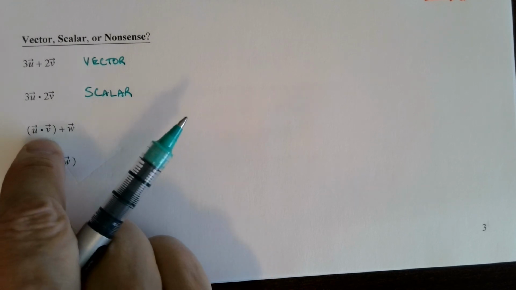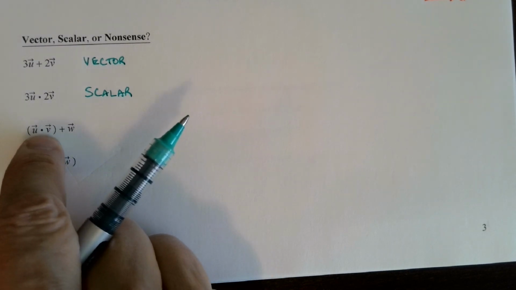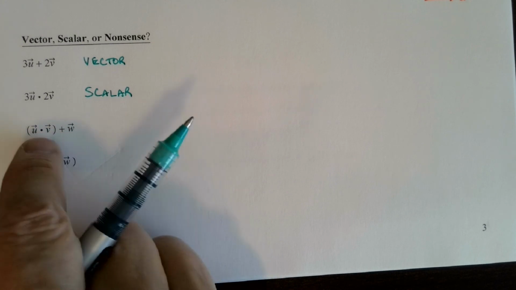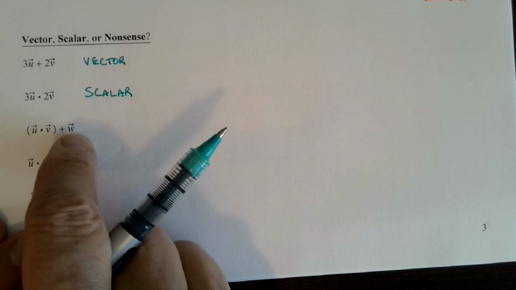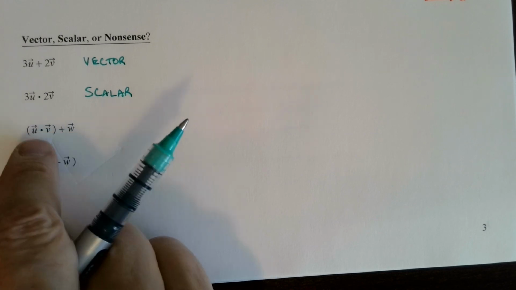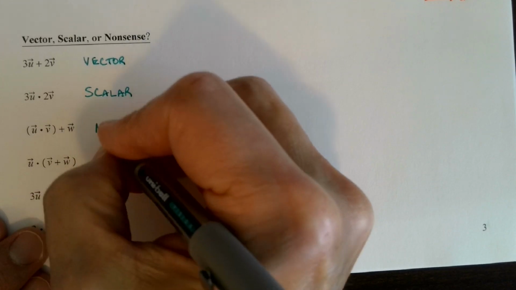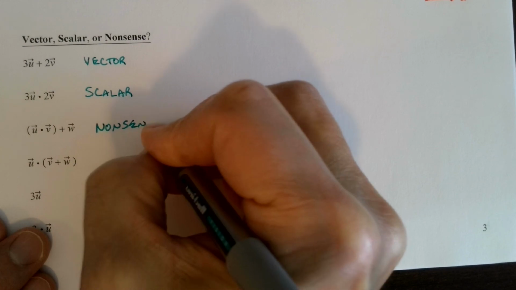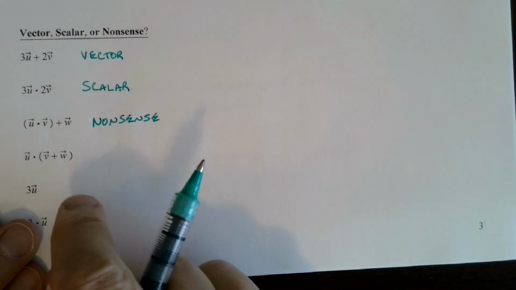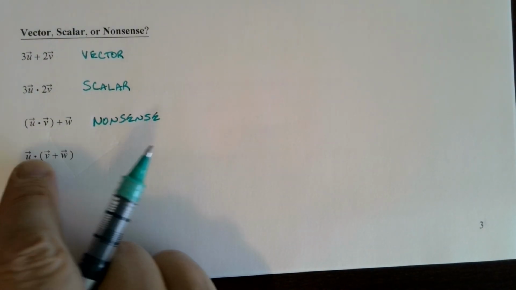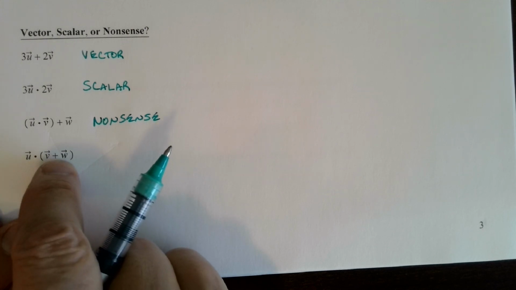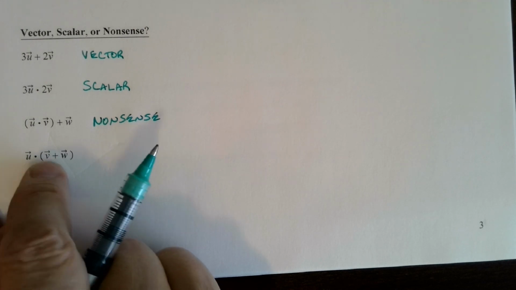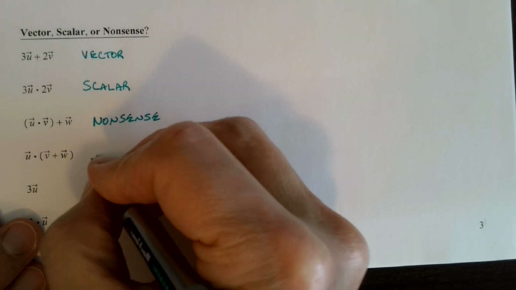u dot v is a scalar, we just said. w is a vector. Can you add a real number to a vector? No. You can't add a scalar to a vector. So this is nonsense. That's undefined. Here I've got u dot (v plus w). Well, I can add vectors together, and I get a vector. So this is a vector, and the dot product of two vectors is a scalar.